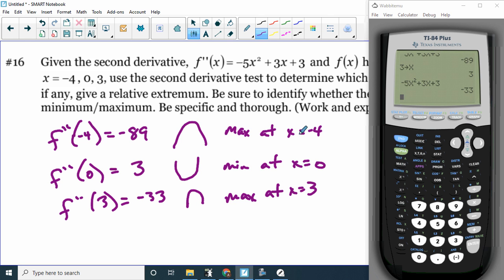As far as your explanation, I would state that the second derivative at -4 and the second derivative at 3 are negative values. Therefore, the graph is concave down and looks like this, which means that critical number is a maximum. Exactly the opposite with x equals 0. If I plug it in to the second derivative, we get positive, concave up, graph looks like this. Therefore, we have a minimum at x equals 0.